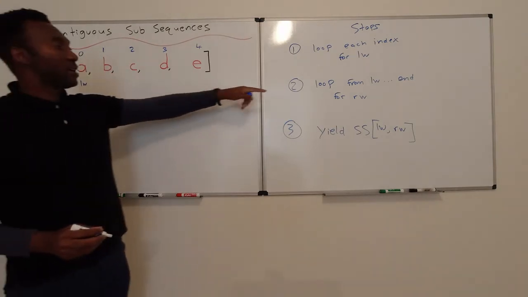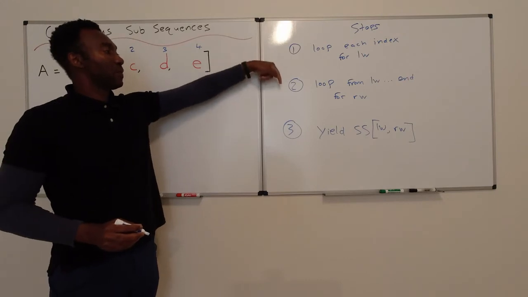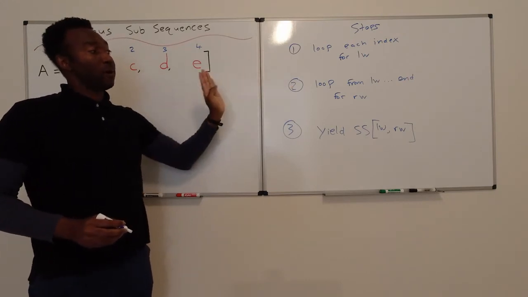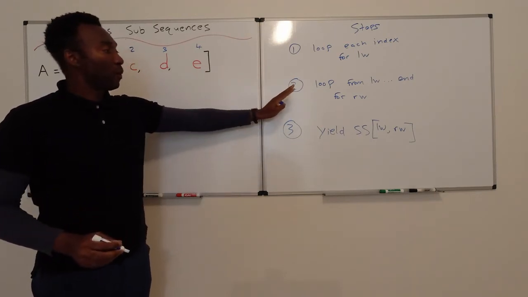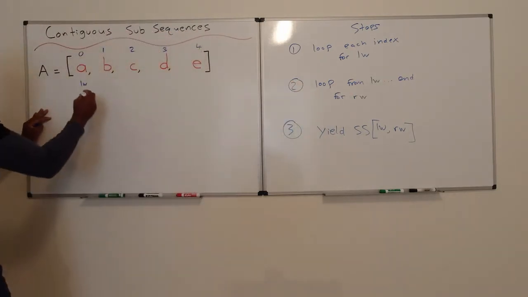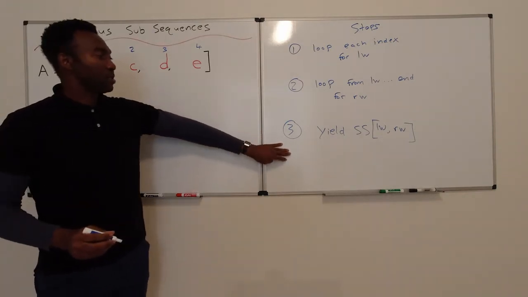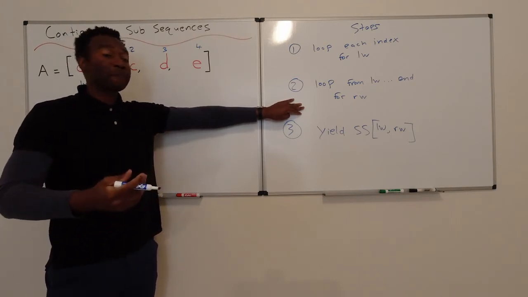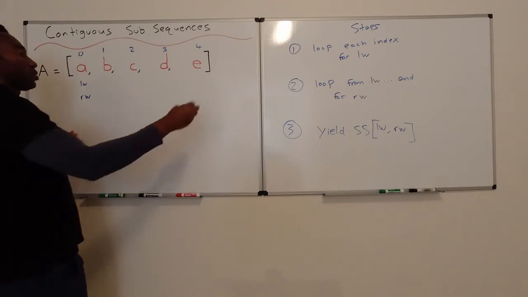And then step 2 says for each one of those left walls we would fall into this inner loop, and then loop from where the left wall is all the way to the very end. And that's what the right wall will be. So the right wall will start off being equivalent to the left wall. So it starts off right here. And then step 3, which is inside of this inner loop, says that we want to then yield the subsequence defined by that interval. So let me show you over here.